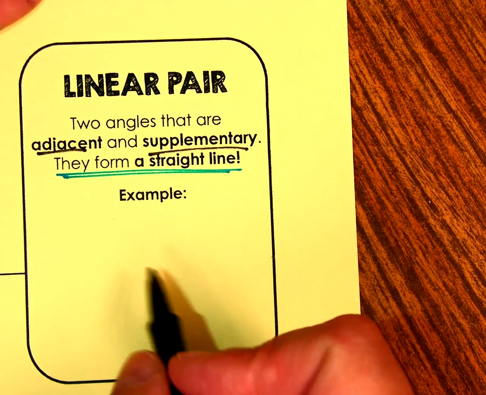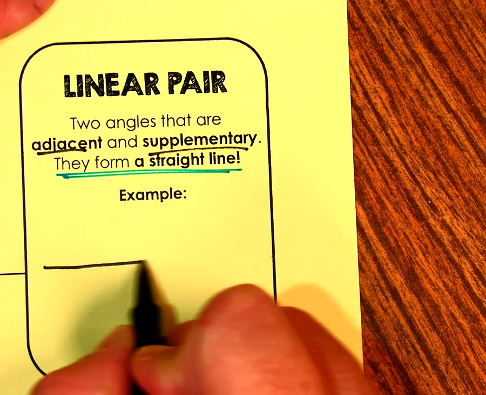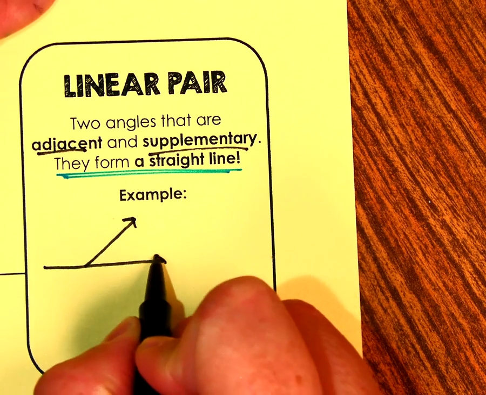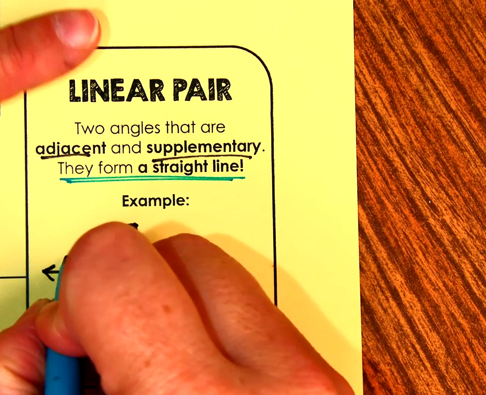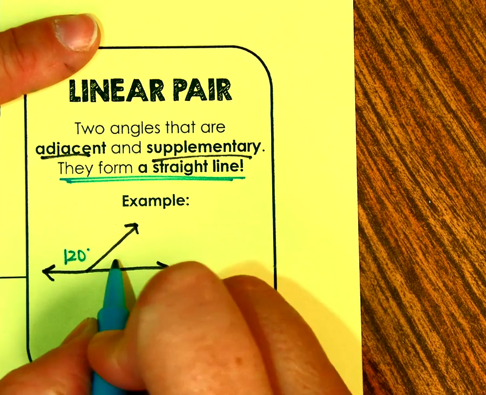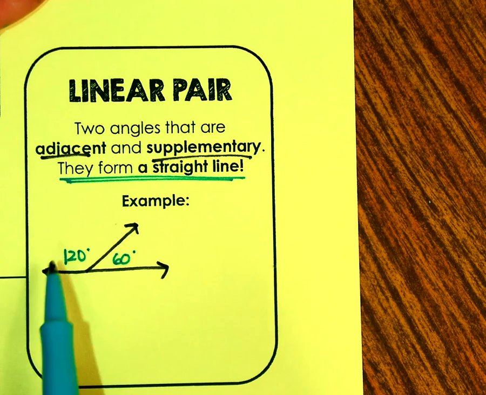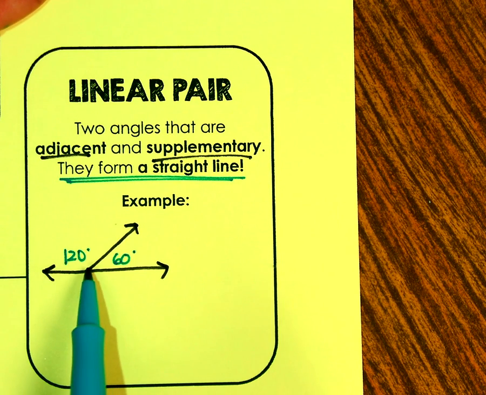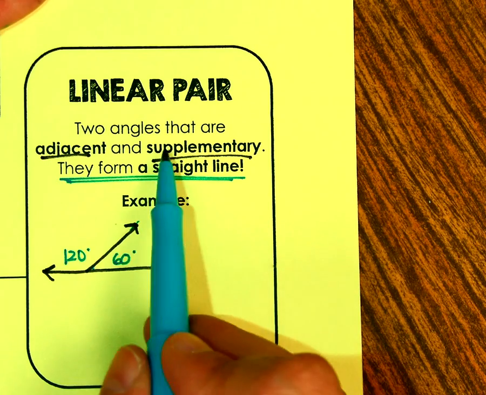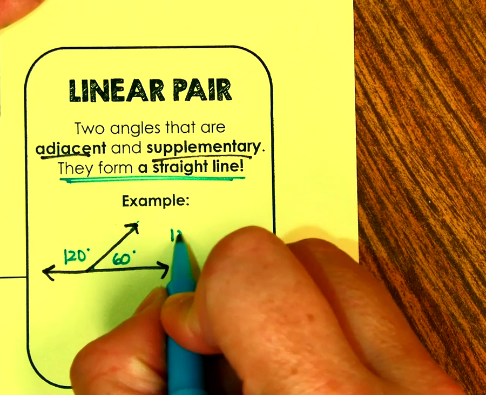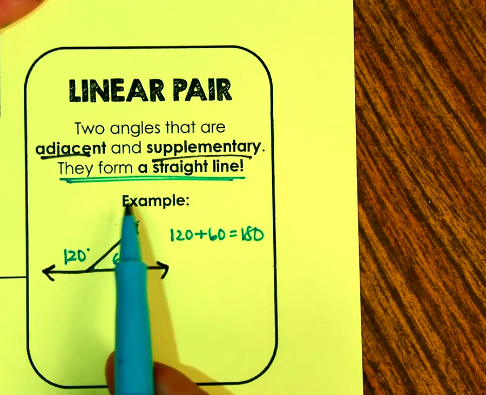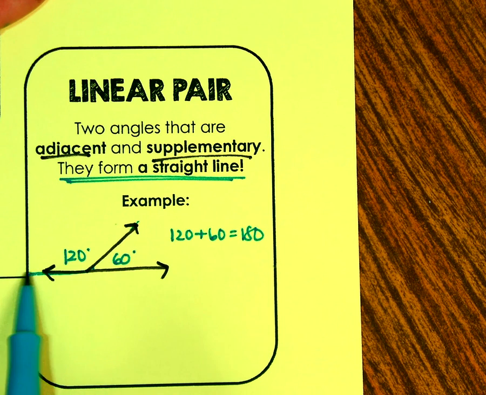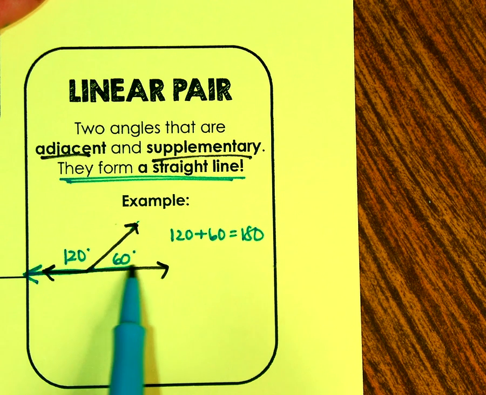So if I have two angles that are adjacent and supplementary, and I say that this is 120 and this is 60, they are adjacent because they share a common vertex and a common side. They are supplementary because together they add up to 180. And they actually do form a straight line. So we have an opposite ray here and an opposite ray here. Together that forms a straight line.